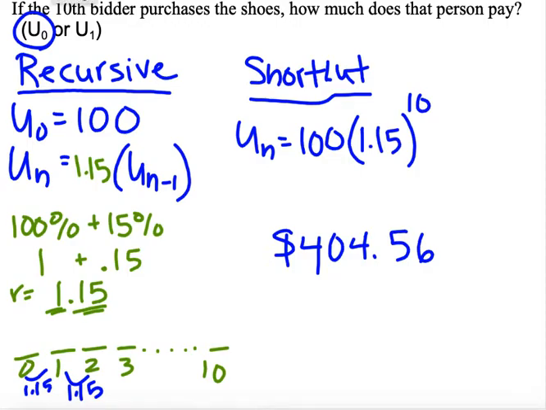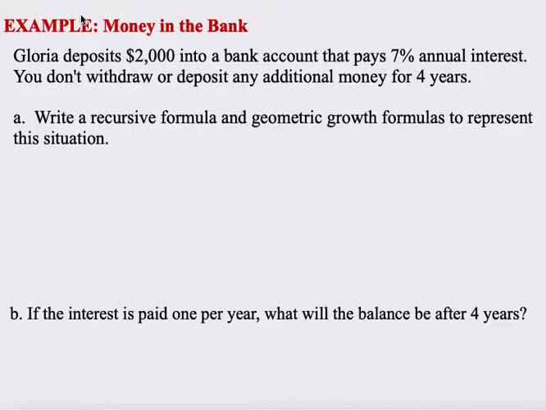All right, one more example, money in the bank. This one you definitely want your calculator out. This one has a few parts. It'll take a minute, but it is important and will help you on a quiz, homework, and a test. So this is money in the bank. Gloria deposits $2,000 into a bank account that pays 7% annual interest. You don't withdraw or deposit any additional money for 4 years.